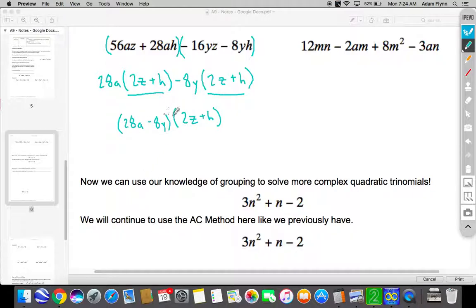So for me, I'm going to take a look at these factors. 2z plus h is completely simplified, no greatest common factor there. But 28a minus 8y, there's another greatest common factor we could take out. In fact, both of these terms are divisible by 4. So what I'm going to do, I'm going to take a 4 out of this. So if I take out a 4, I'll be left with 7a minus 2y and 2z plus h just carries down. And that is completely simplified.